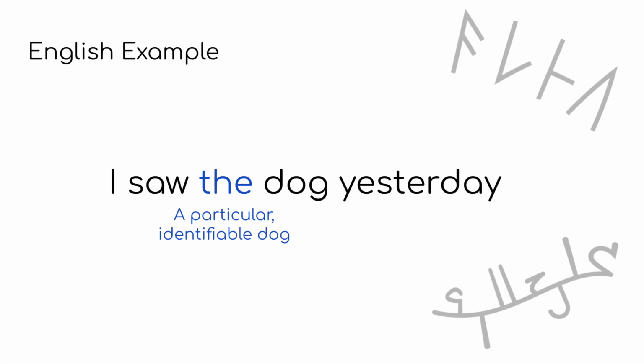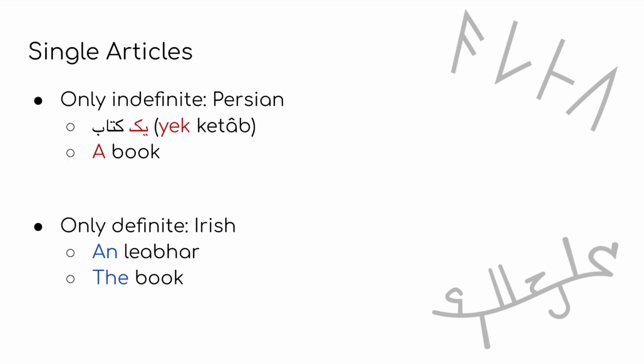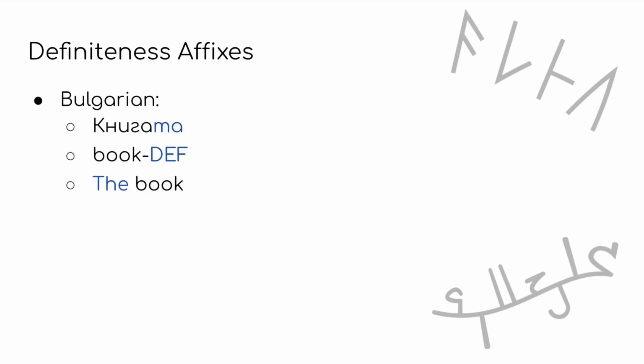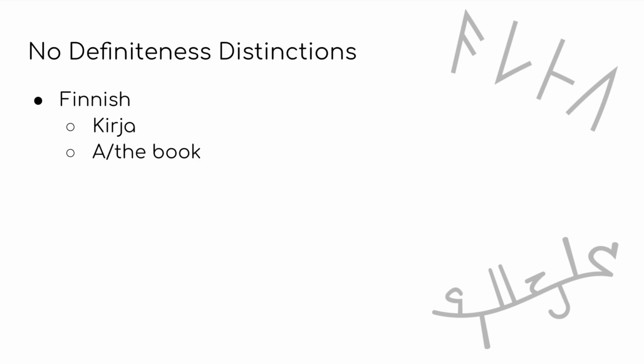Many other languages use the same strategy with both a definite and indefinite article, but many also only have a definite article and others only an indefinite article. Articles aren't the only way to encode definiteness, however, and quite a few languages have special affixes that mark the noun as definite or indefinite. Finally, many languages just simply do not mark the distinction.